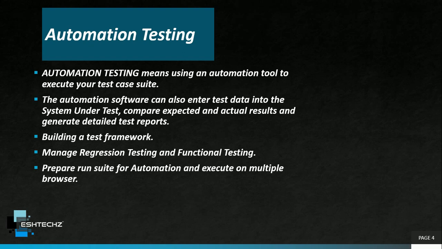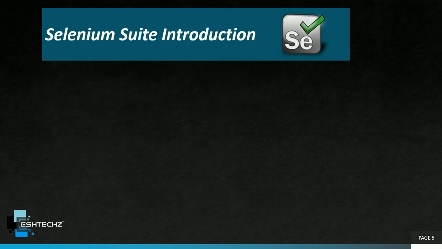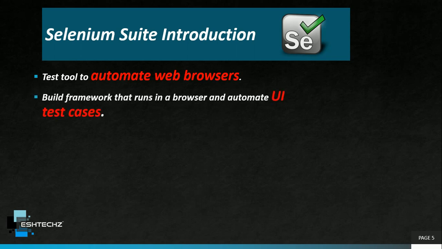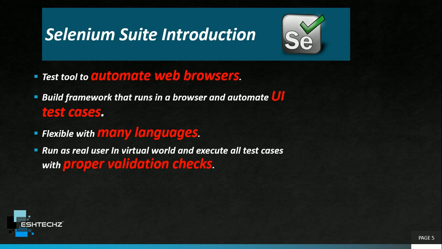There are multiple advantages of Selenium, like you can execute it on multiple browsers and it is compatible with multiple languages as well. Continuous integration, as I mentioned above, that we can use Jenkins after our code completion. Here we'll see some advantages of Selenium, like a test tool to automate web browsers, build a framework that runs in a browser and automates UI test cases, flexible with many languages, run as a real user in a virtual world and execute all test cases with proper validation checks.